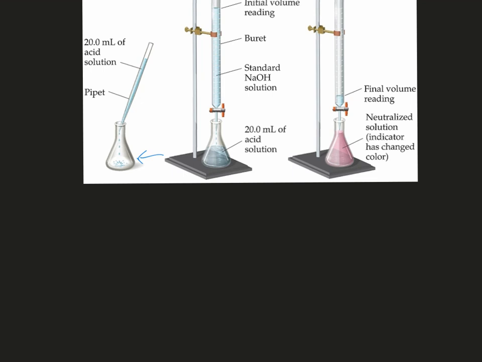For example, if we consider the reaction between hydrochloric acid, HCl, and sodium hydroxide, NaOH, we get a salt, sodium chloride, plus water. And in the balanced chemical equation, we can see that the molar ratios are 1 to 1 for the acid and the base. So once we reach the same number of moles of HCl and NaOH, we have reached the equivalence point.